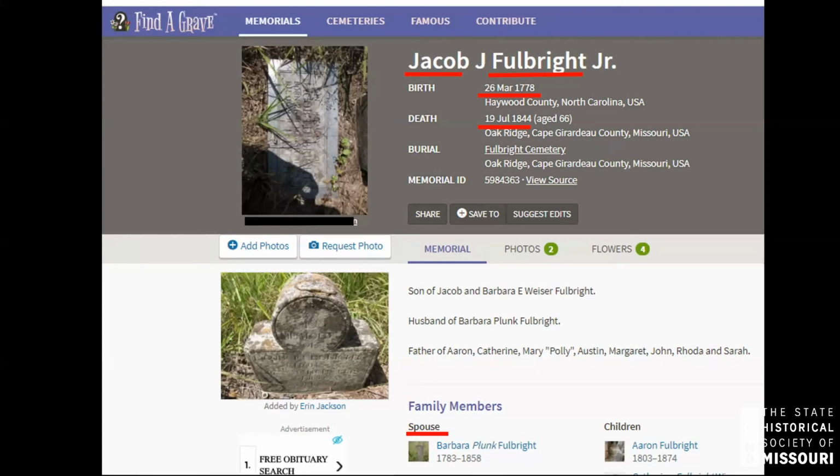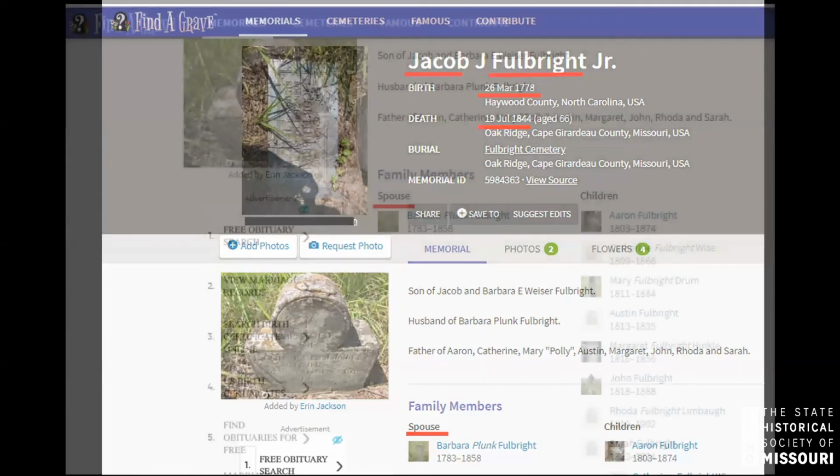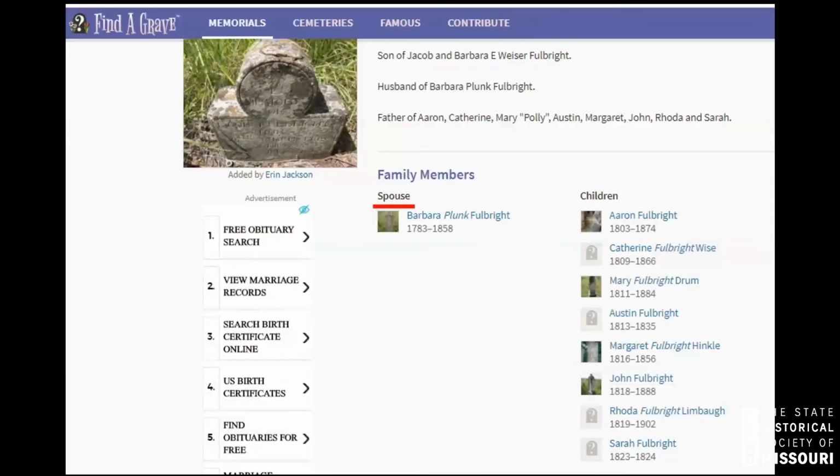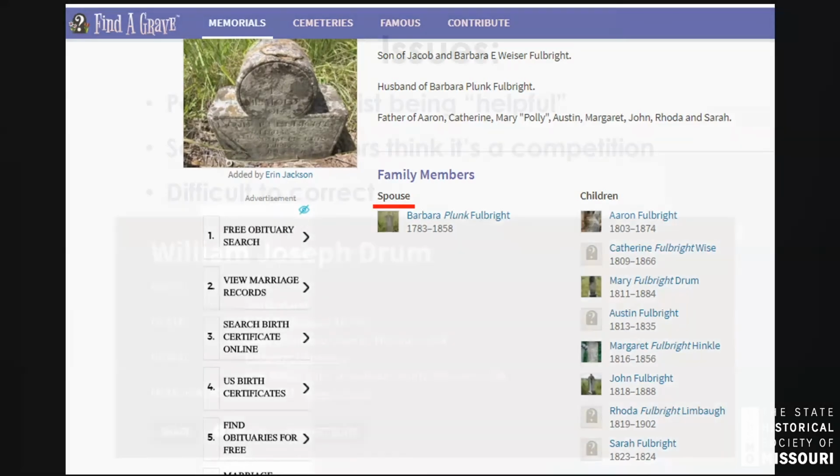And the stone on the lower left is the original stone. There's a newer stone that was placed with the same information on the grave as well. And we don't know for sure from the stone information if that was indeed the spouse. I know it is, but it's not on the stone.